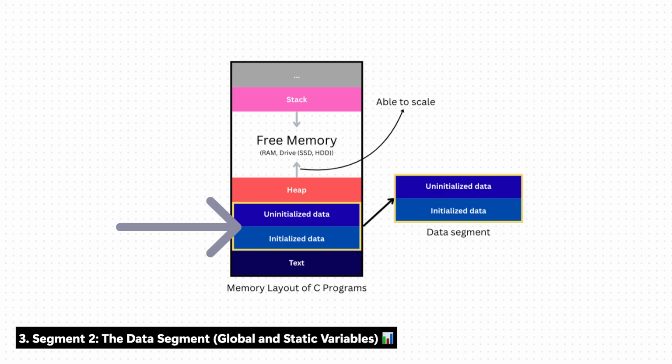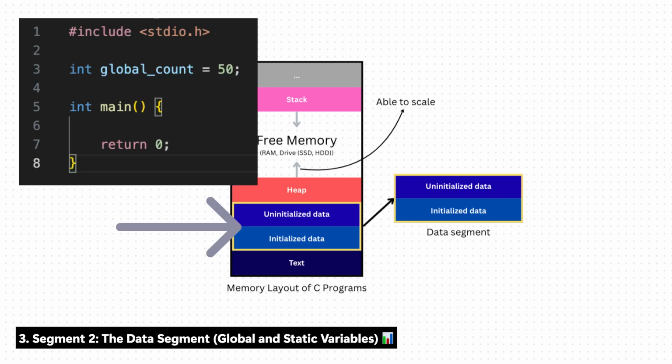3. Segment 2. The data segment, global and static variables. The data segment holds global variables and static variables, those variables whose lifetime is the entire duration of the program. About initialized data. It stores global and static variables that you initialize with a non-zero value in the source code. For example, int global_count = 50.